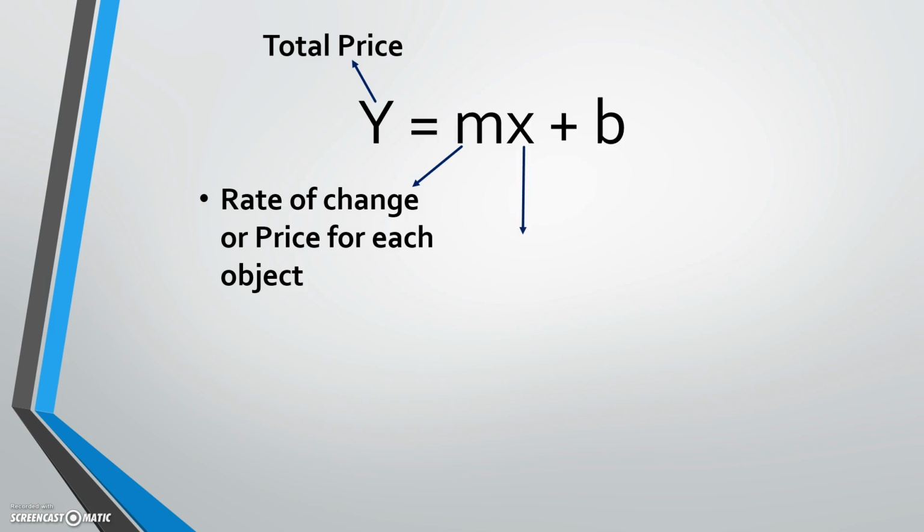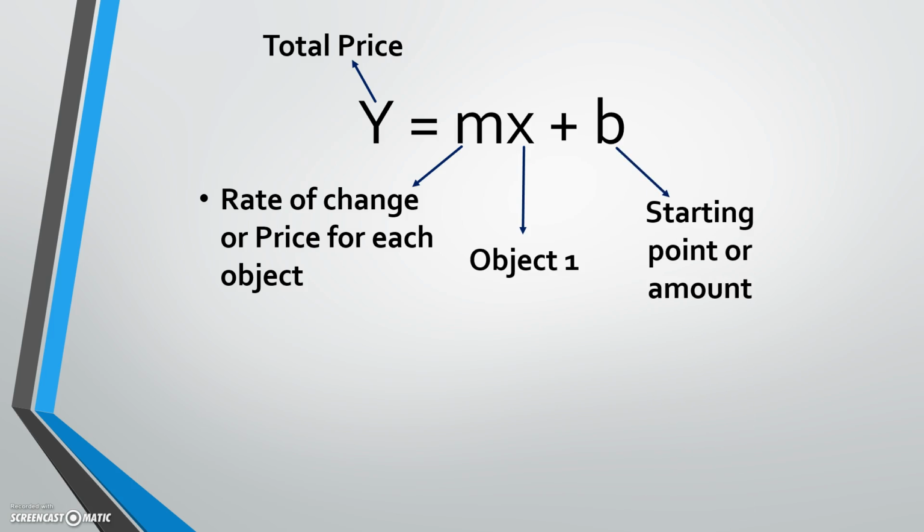Now the x is the object that you're talking about. So we're going to use this equation when there's only one object that we're talking about that has some type of price. And then you'll use b. It stands for your starting point or your starting amount. So if there's a starting point or starting amount that is associated with the problem, you'll always put that information in for b.